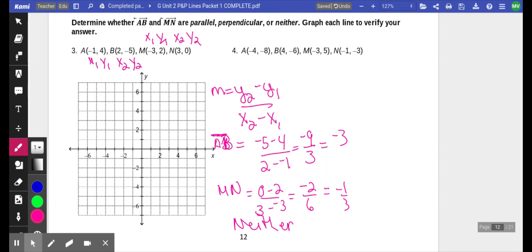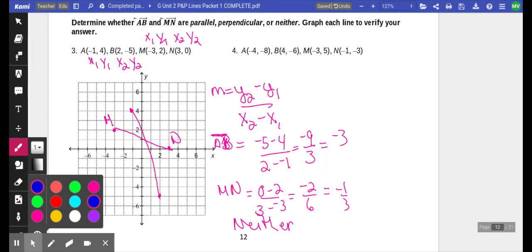And if I graph those, there's AB. You can see that they do in fact cross, but they don't make a right angle.